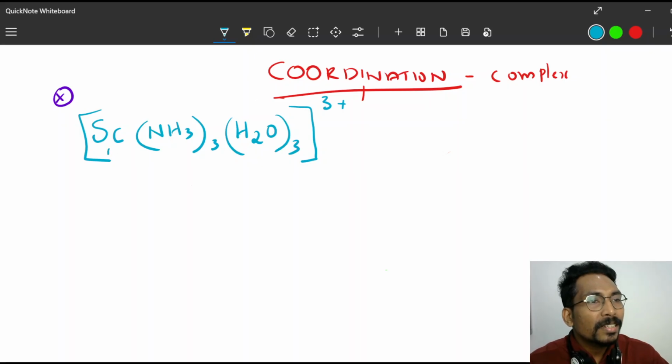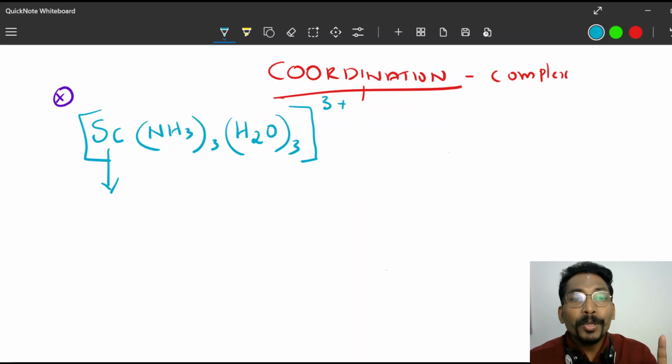You can see scandium. This is the central metal atom. Here you have two types of ligand. Which are they? Ammonia is one type of ligand and water is another type of ligand. So we can check how this is named. But before that, you have to check the oxidation state of scandium. So as you know, ammonia is which type of ligand? Ammonia is a neutral ligand.